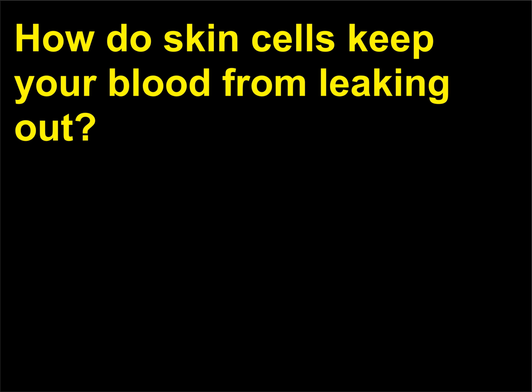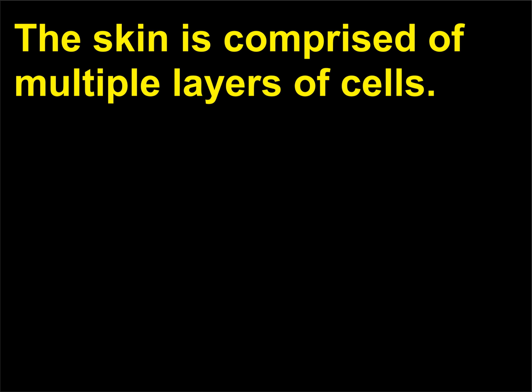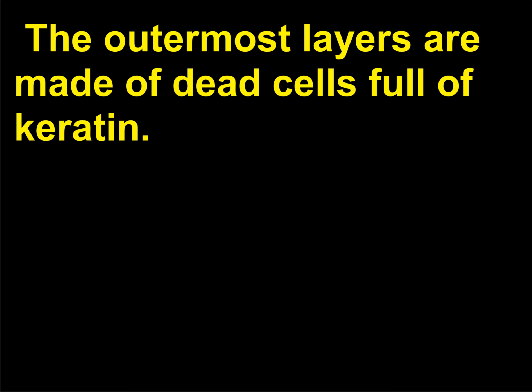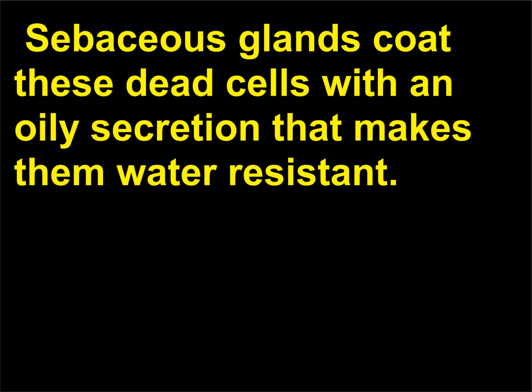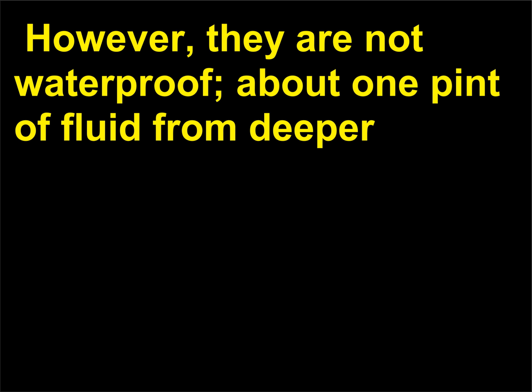How do skin cells keep your blood from leaking out? The skin is comprised of multiple layers of cells. The outermost layers are made of dead cells full of keratin. Sebaceous glands coat these dead cells with an oily secretion that makes them water resistant. However, they are not waterproof.